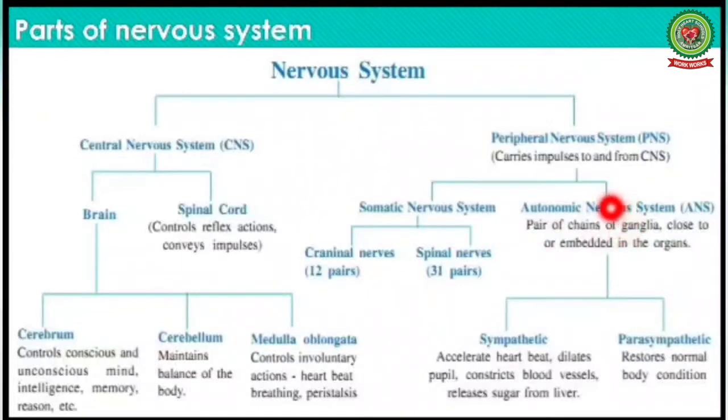Autonomous nervous system refers to the involuntary peripheral nervous system. It consists of nerves connecting the visceral organs to the brain and spinal cord. It controls the activities of internal organs like heart, liver, kidney, etc., and is not under one's control.